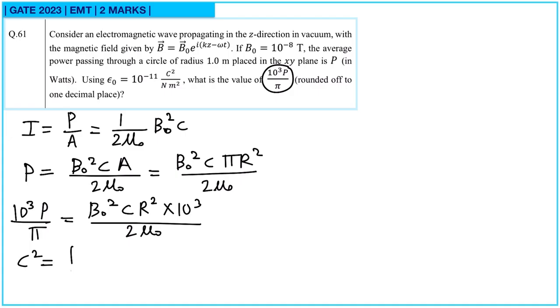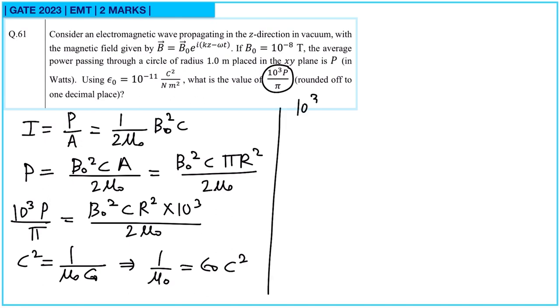Now we have C square is equal to 1 upon mu naught epsilon naught, and here we have C by mu naught. So from here, C by mu naught can be written as, multiply and divide by C, or I can write the value of 1 by mu naught only. So this will be epsilon naught into C square. So we will substitute this here. So 10 raised to 3 P by pi is equal to B0 square, and 1 by mu naught is epsilon naught into C square. So this will be epsilon naught C cube into R square into 10 raised to 3 upon 2.